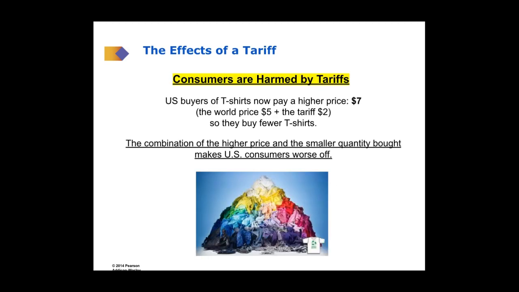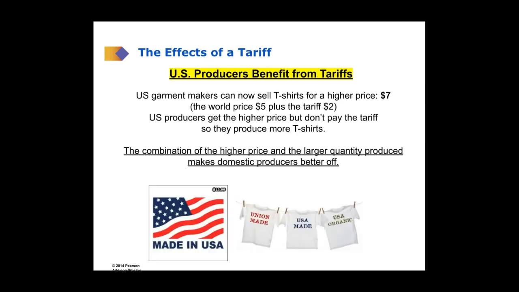So consumers are harmed by tariffs. They now have to pay $7 for the shirt that used to cost $5. And so this combination of higher prices and a smaller quantity makes the United States consumer worse off.